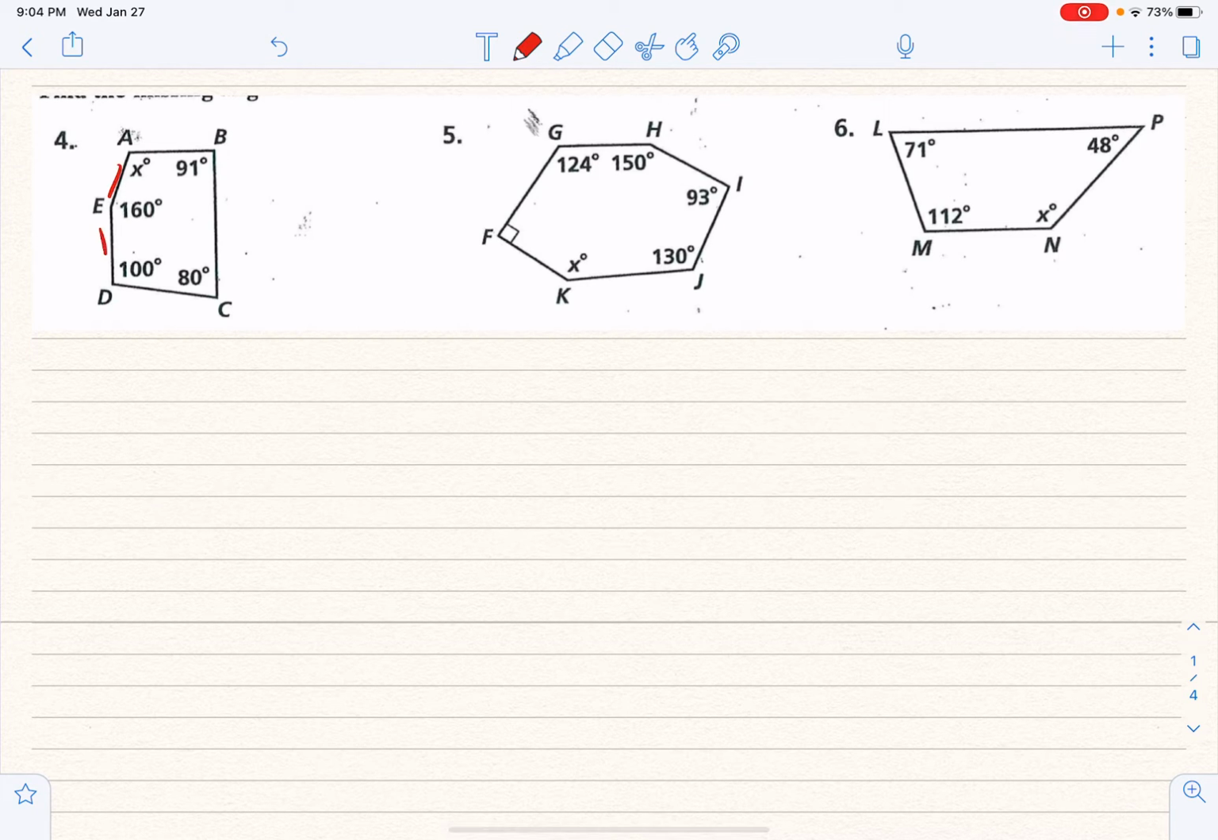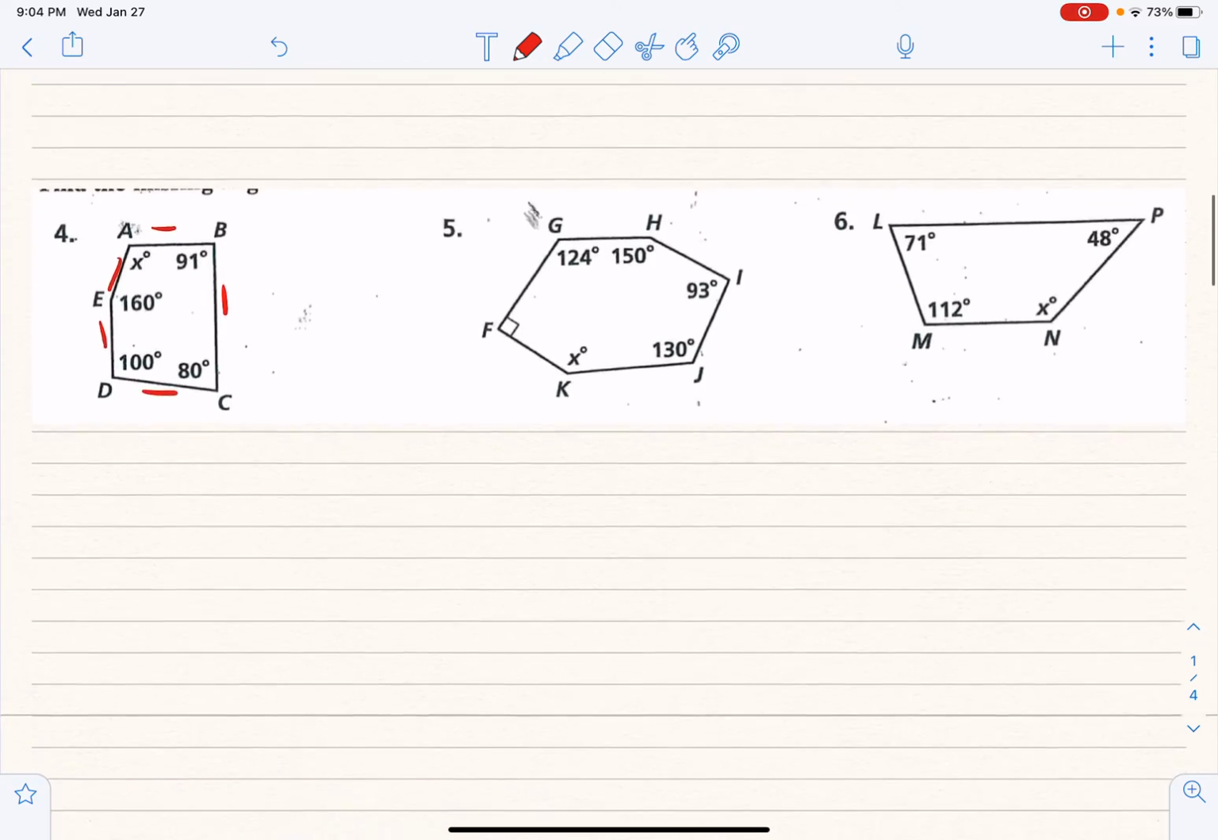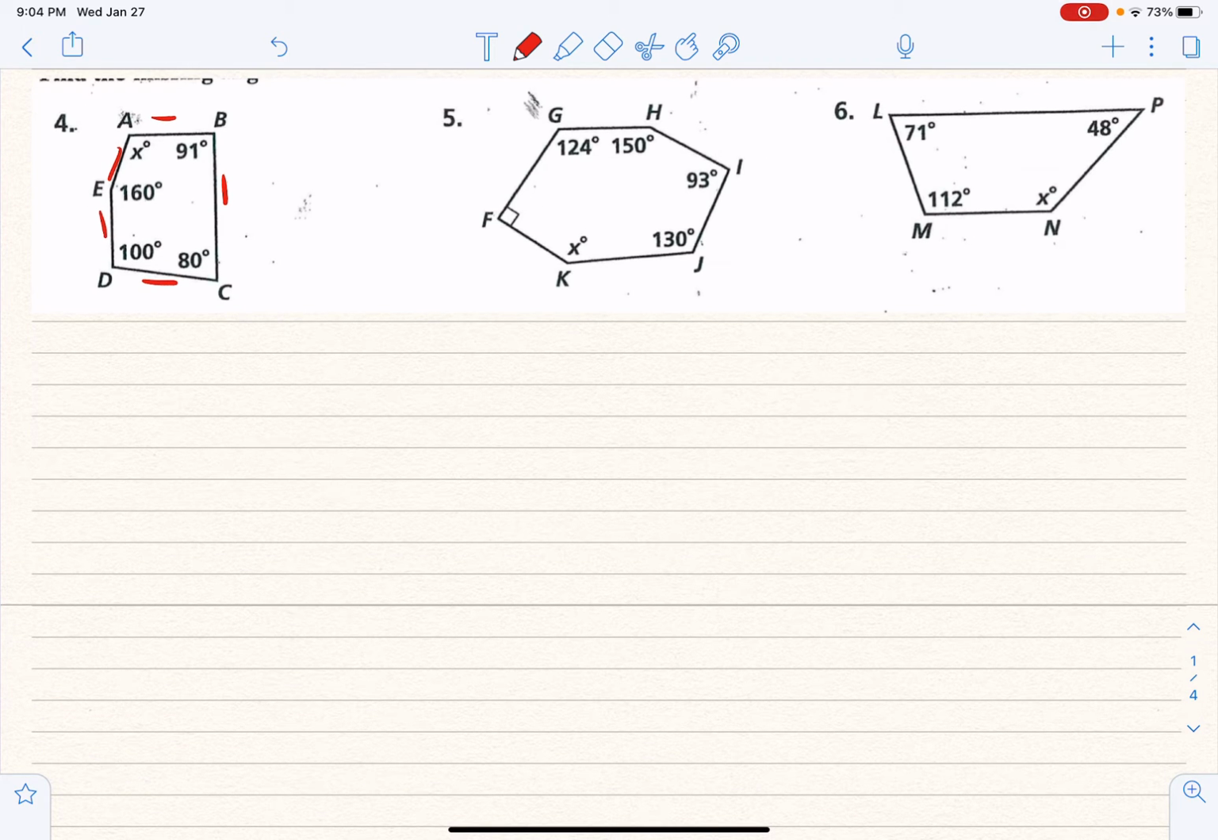So I'm saying 1, 2, 3, 4, 5 sides. We just did that one. We said 5 minus 2 times 180 ended up giving us 540. So we know the total is going to be 540.